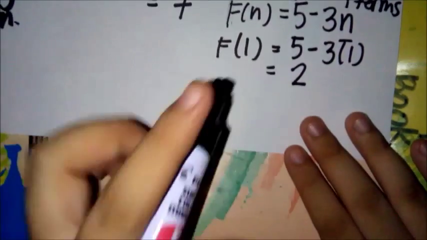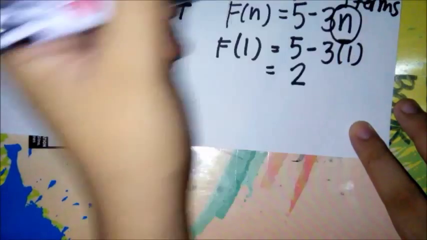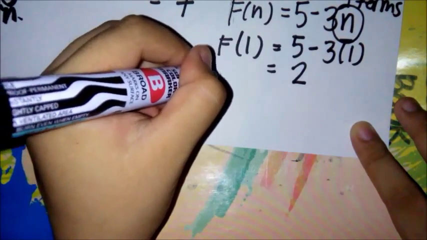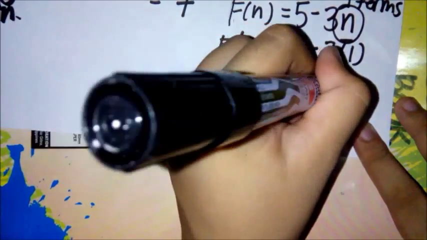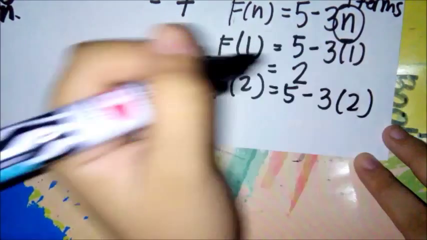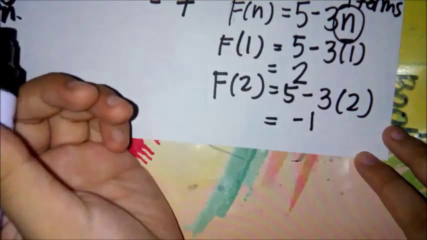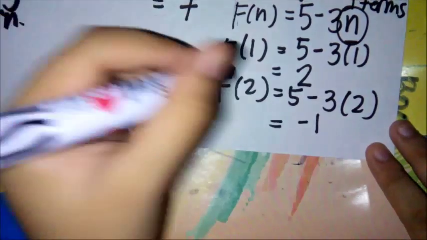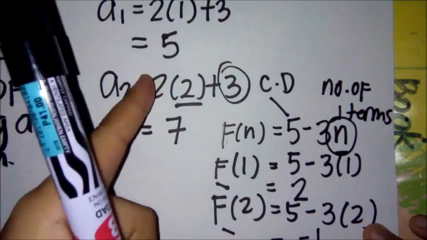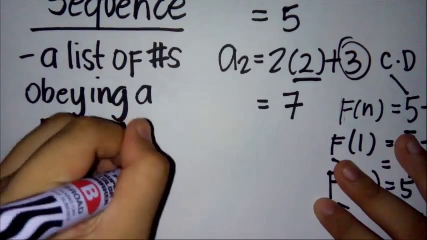To find f sub 2, again, you must substitute the value of 2 to n. As an example, f of 2 is equal to 5 minus 3 times 2. 5 minus 3 times 2 is equal to negative 1. So you now have two terms, which is f of 1 and f of 2. All of these examples is what you call an arithmetic sequence.